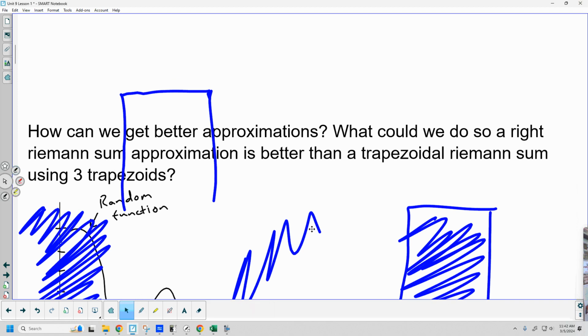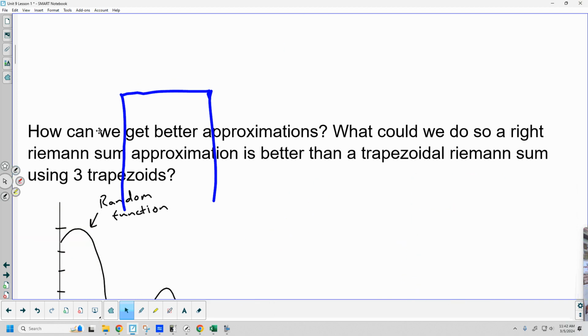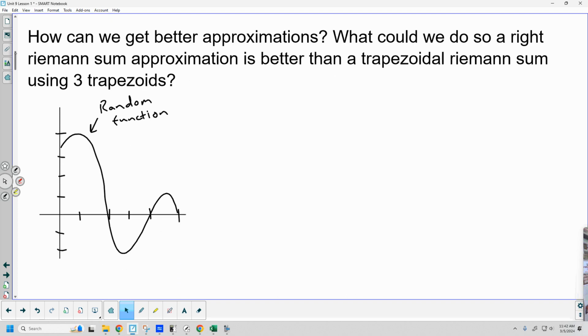Someone asked the question, well, you don't care about accuracy, so why are we even doing this? How can I get a better approximation? Smaller bases, more objects, right? More objects.